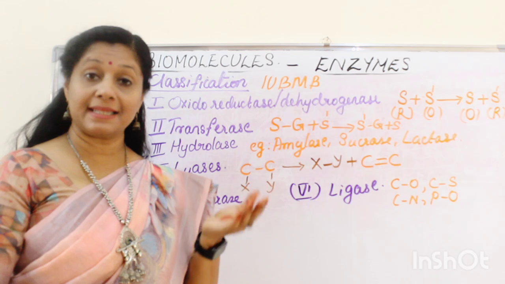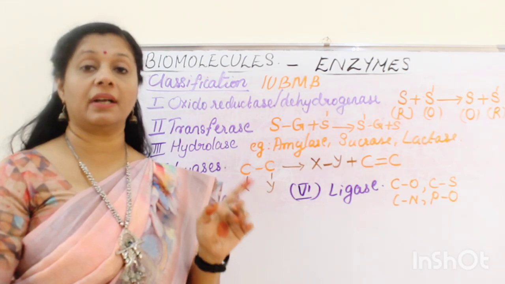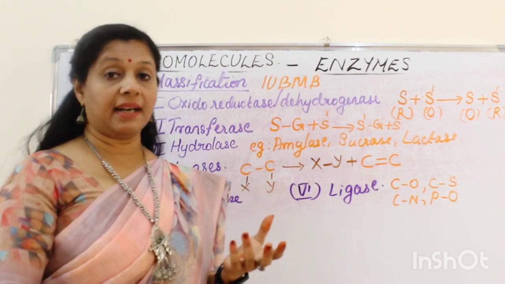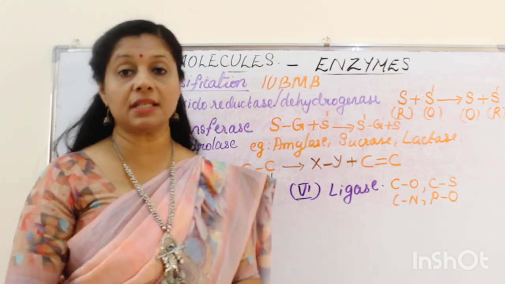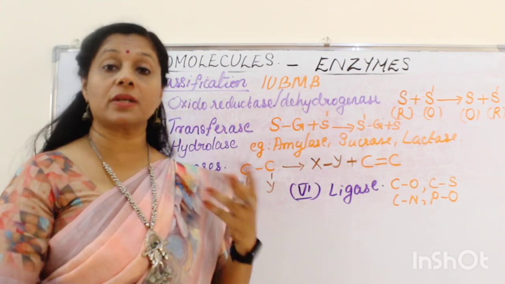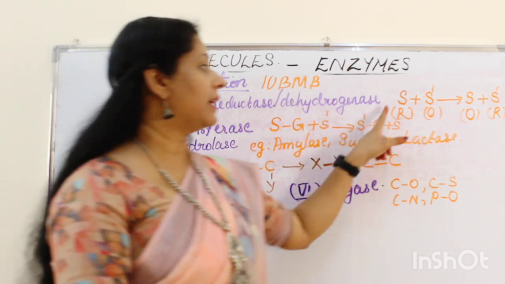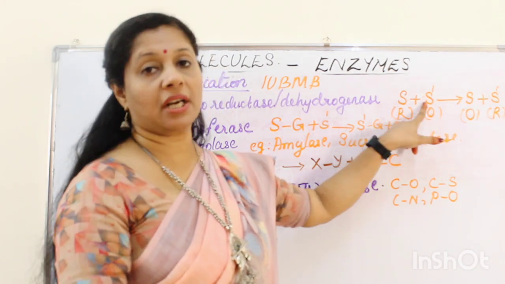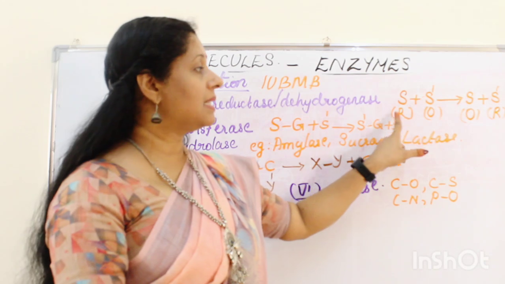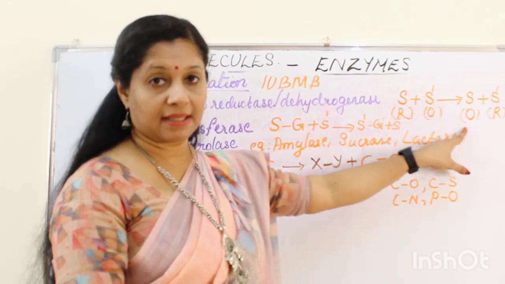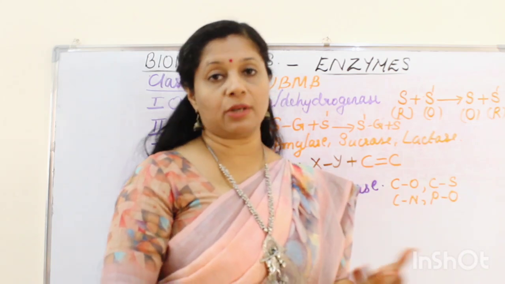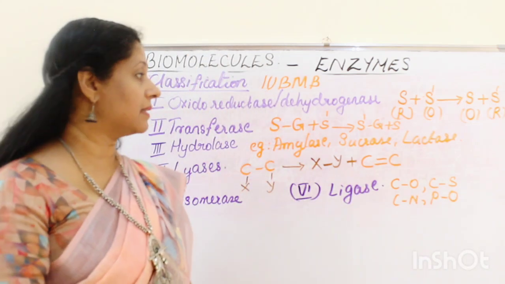Or if oxygen is removed or hydrogen is added, that is called a reduction. But in terms of electrons also we can say, if an electron is added, that is reduction, and if an electron is removed, that is oxidation. So here oxidoreductase enzymes catalyze oxidation and reduction reactions. For example, here S and S dash are the substrates. S is the reduced and S dash is the oxidized. But this enzyme will catalyze the reaction in such a way that in the product S is oxidized and S dash is reduced. So both the reactions are being catalyzed by this enzyme.